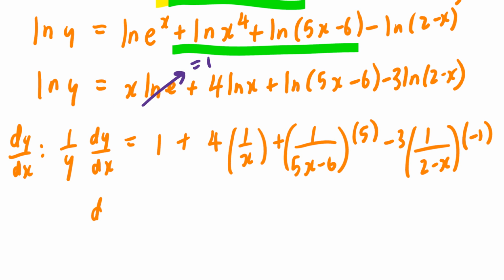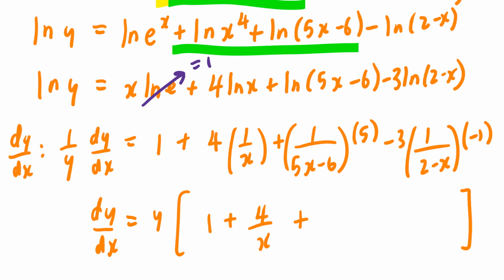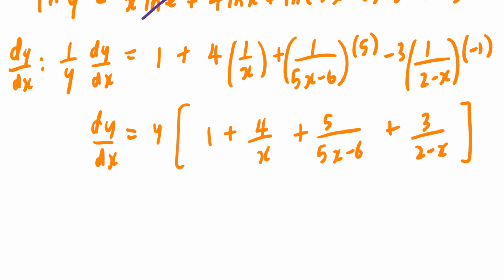dy/dx equals, you're going to multiply both sides by y. So you bring y to the right, put a big bracket here. We're going to clean up the right-hand side by collecting like terms: 1 plus 4 divided by x plus 5 divided by (5x minus 6) plus 3 divided by (2 minus x). Now, here comes the final step. Express your final answer in terms of x.